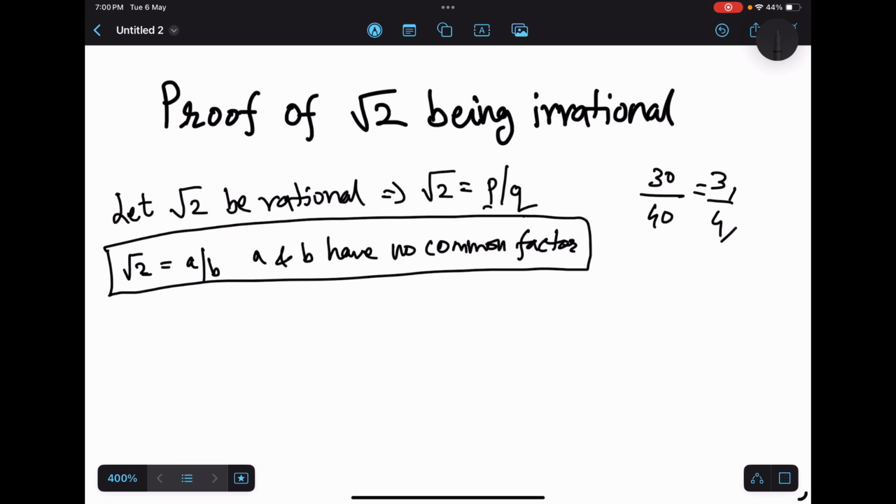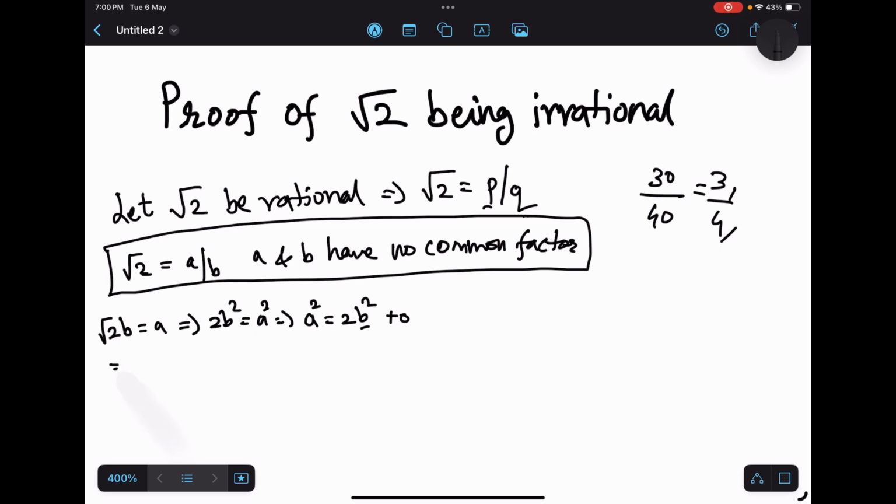Now let's rearrange this equation, root 2 is equal to a by b. If we multiply both sides by b, we get root 2 into b is equal to a. If we square both sides, we get 2b square is equal to a square. So a square is equal to 2b square plus 0. That means a square is equal to 2 into something plus 0.